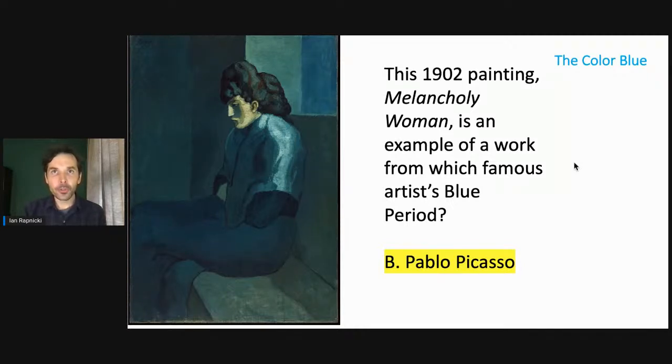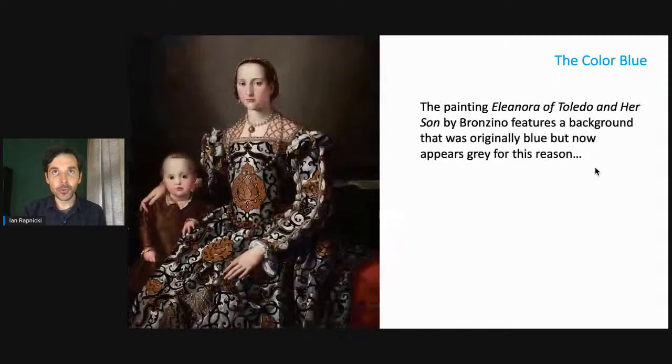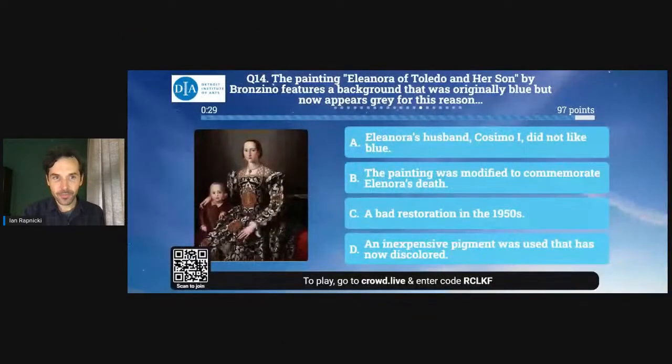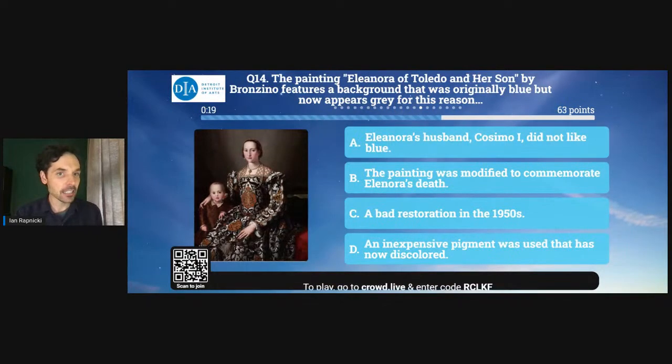All right, color blue, question two. The painting Eleonora of Toledo and Her Son by Bronzino features a background that was originally blue, but now the background appears gray for this reason. Does it appear gray because Eleonora's husband, Cosimo I, did not like blue? Was it because the painting was modified to commemorate Eleonora's death?